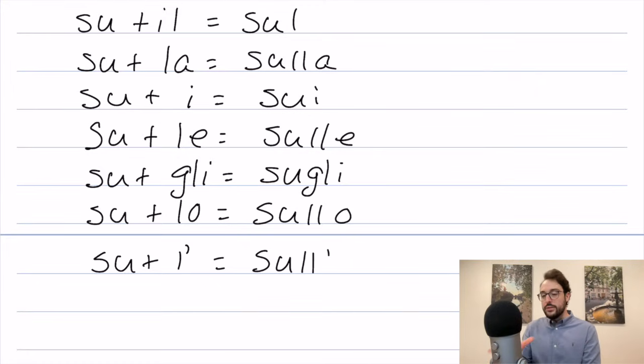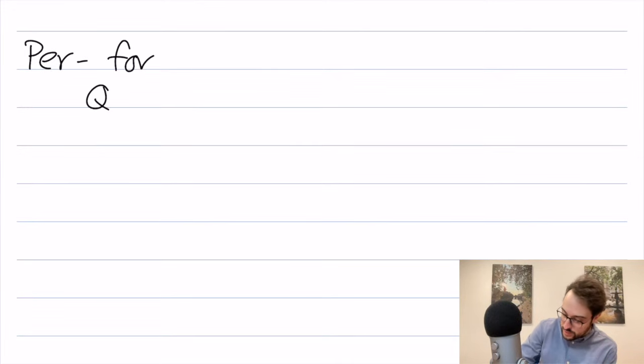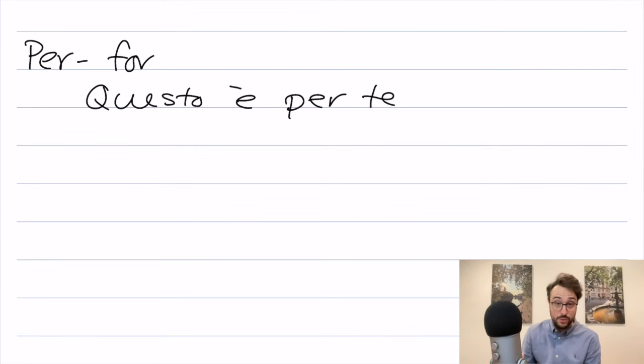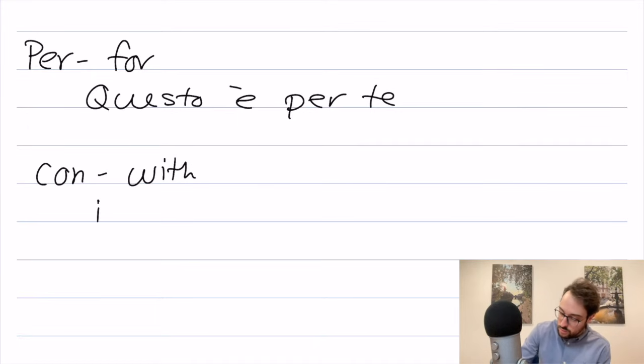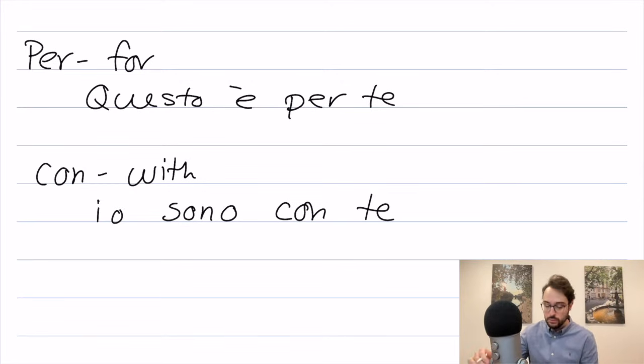These are all of the articulated prepositions, the ones that have a simple form and an articulated form. So the simple, just like a, and then articulated, alla. They go a, in, di, da, su. We have a few other prepositions as well, but they do not change depending on what comes after, such as per, which means for. So I could say questo è per te. This is for you. Con means with. Io sono con te. I am with you.